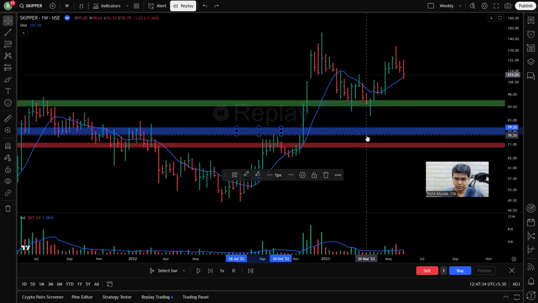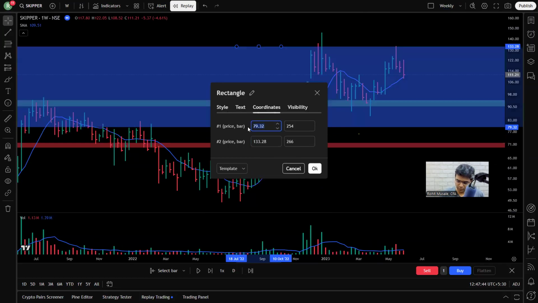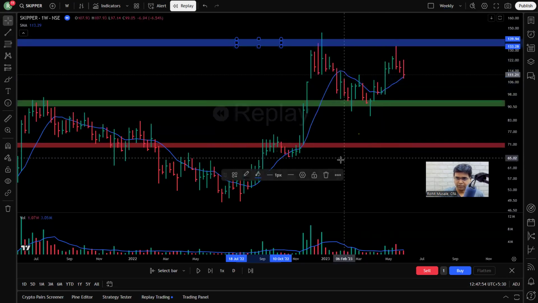Okay, let me select this. So 133.28. So this is 133 and this is 133.28 multiplied by 1.05. That's 139.94. So that's the pivot range.